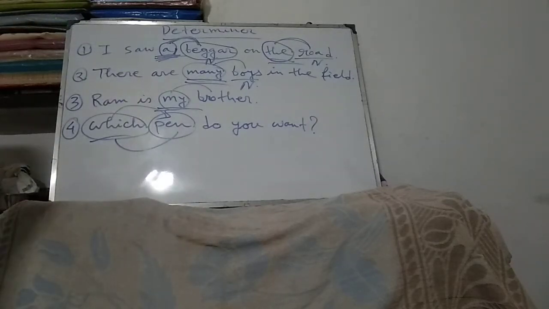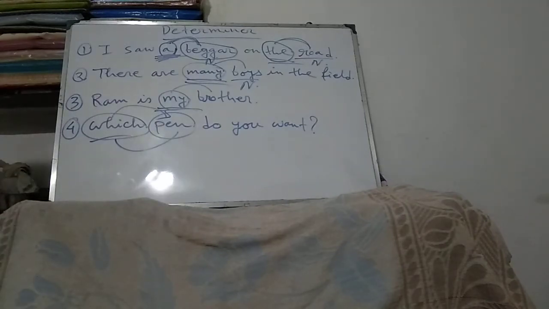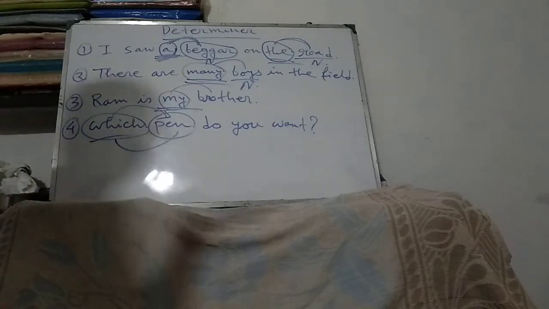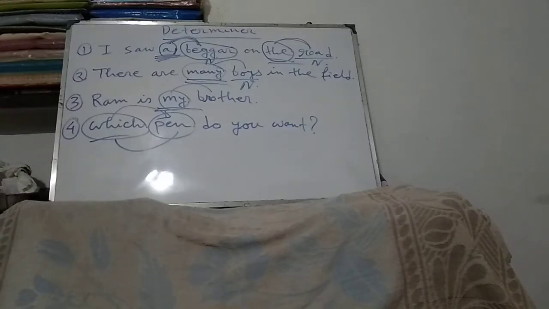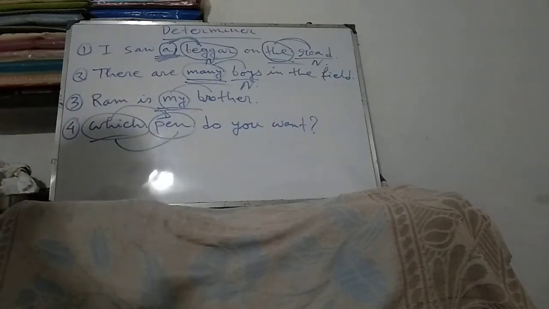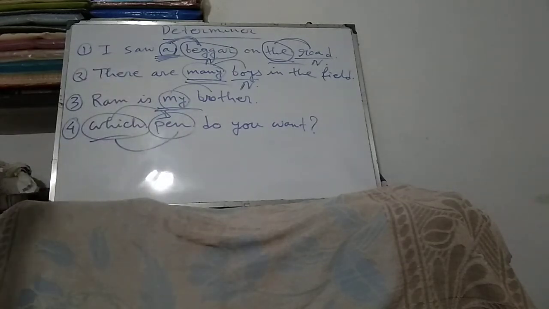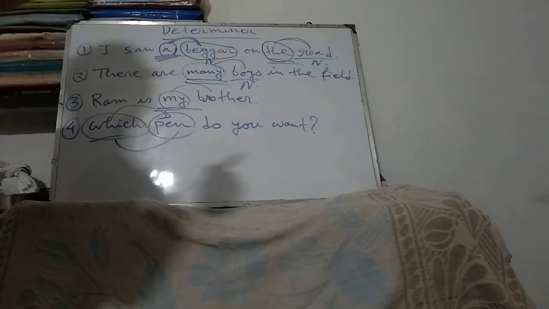That means as a definition we can say that determiners are words which identify or specify a noun in some way. In some way means in this way. Now look, though maximum adjectives are included in determiners, there is a little bit of difference between adjective and determiner.